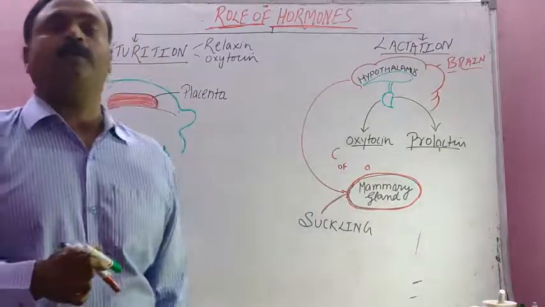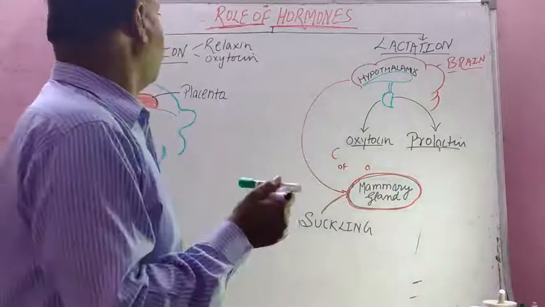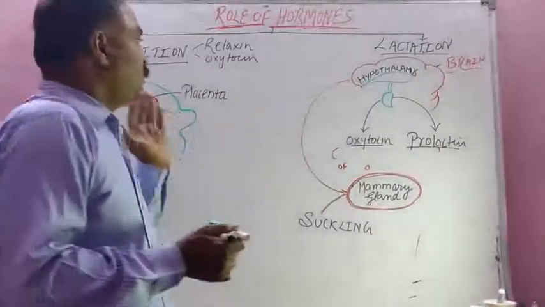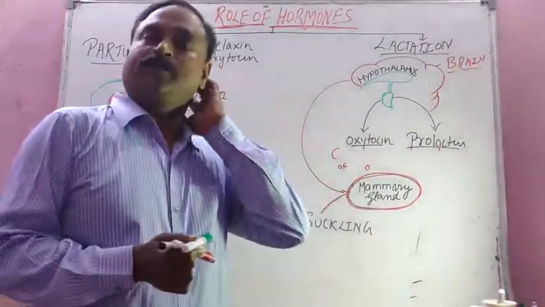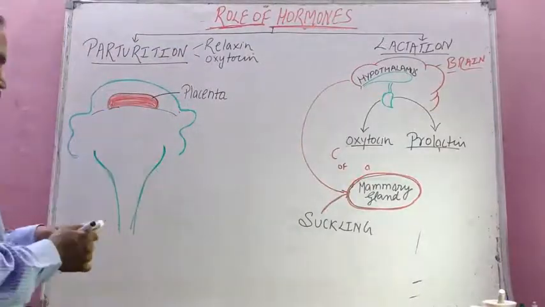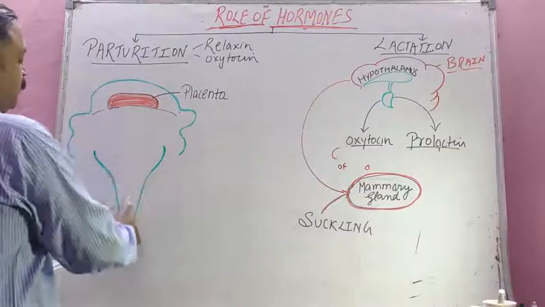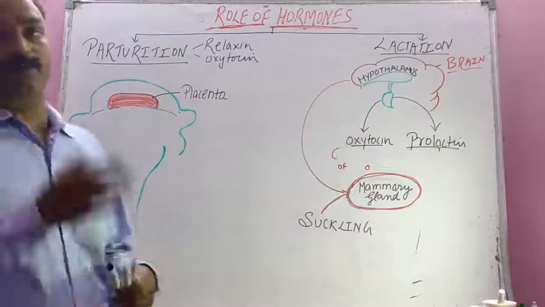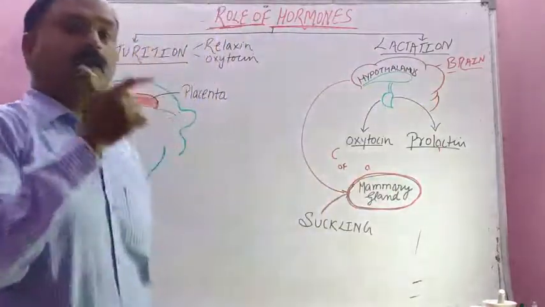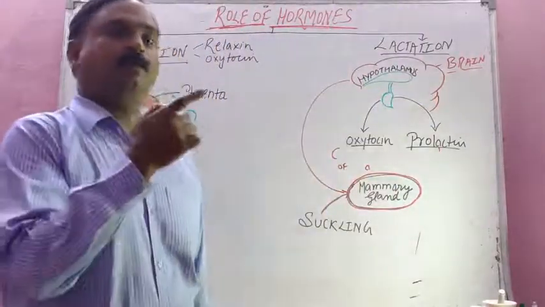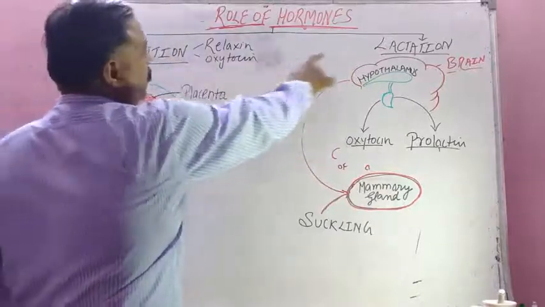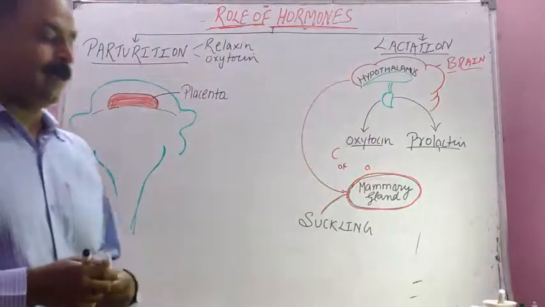Children, we are on the concluding part of this chapter. The last main part is the role of hormones in parturition and lactation. Student, you know what is parturition? Parturition is expulsion of the fetus from the uterus. That is called childbirth. And lactation means synthesis and ejection of the milk. Both of these processes, parturition as well as lactation, are controlled by hormones.